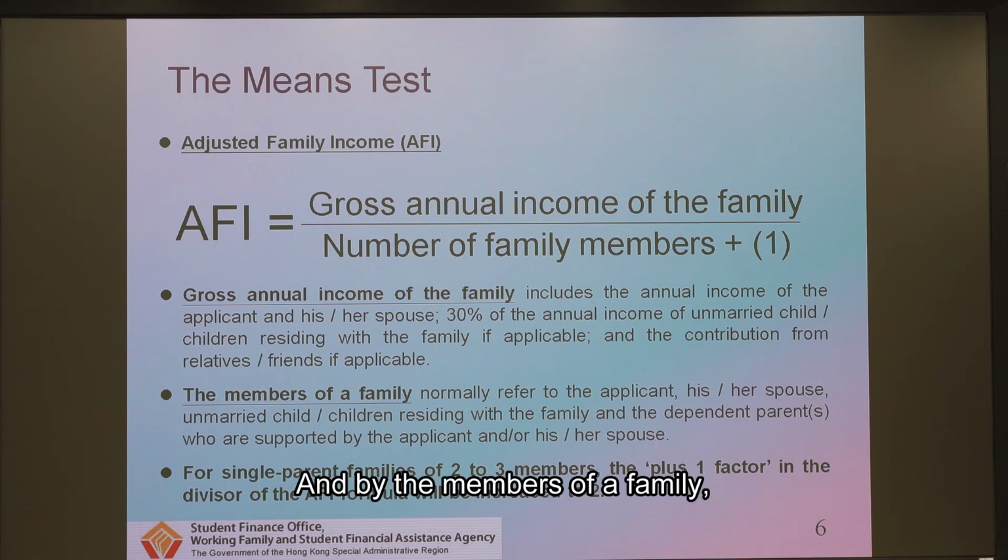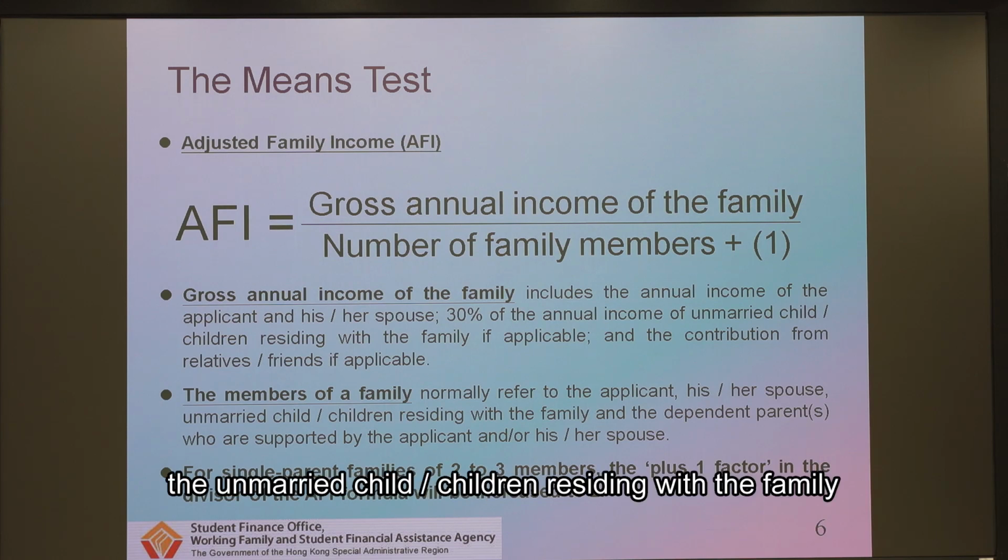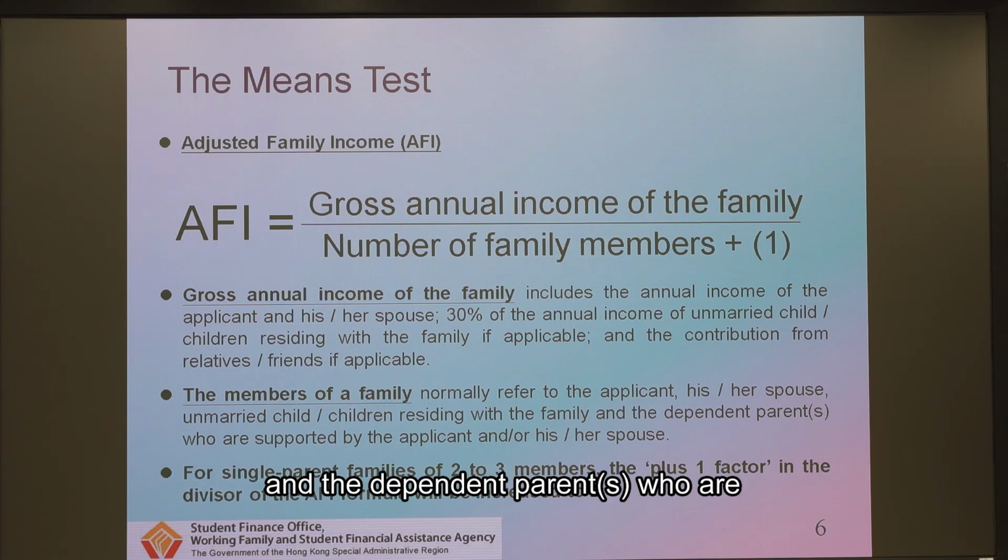The members of the family normally refer to the applicant, the spouse, the unmarried child residing with the family, and the dependent parents who are supported by the applicants and or the spouse. For single-parent families of 2 to 3 members, we have a +1 factor. That said, the divider of the AFI formula will be increased to 2 instead of 1.